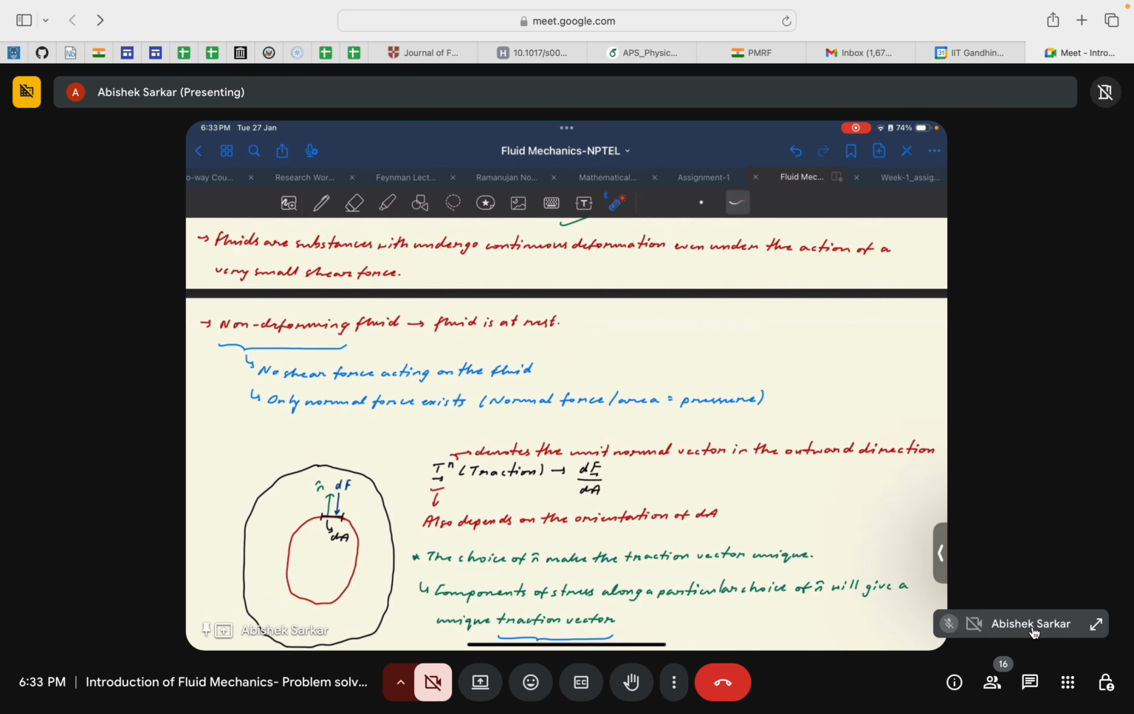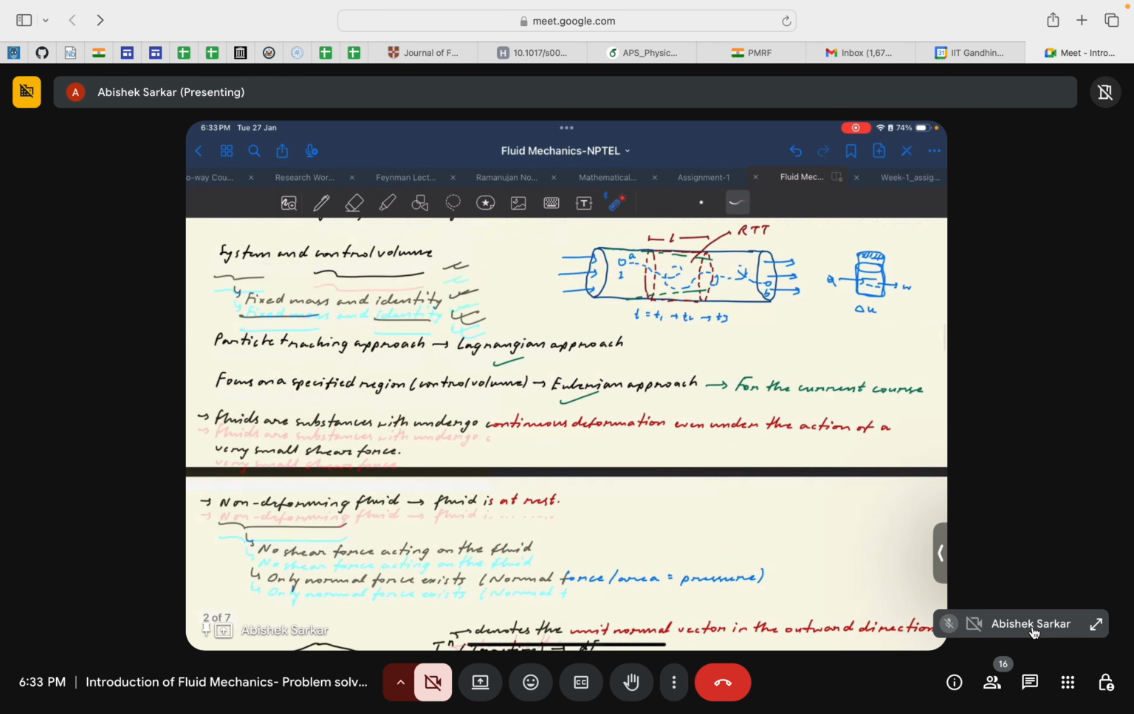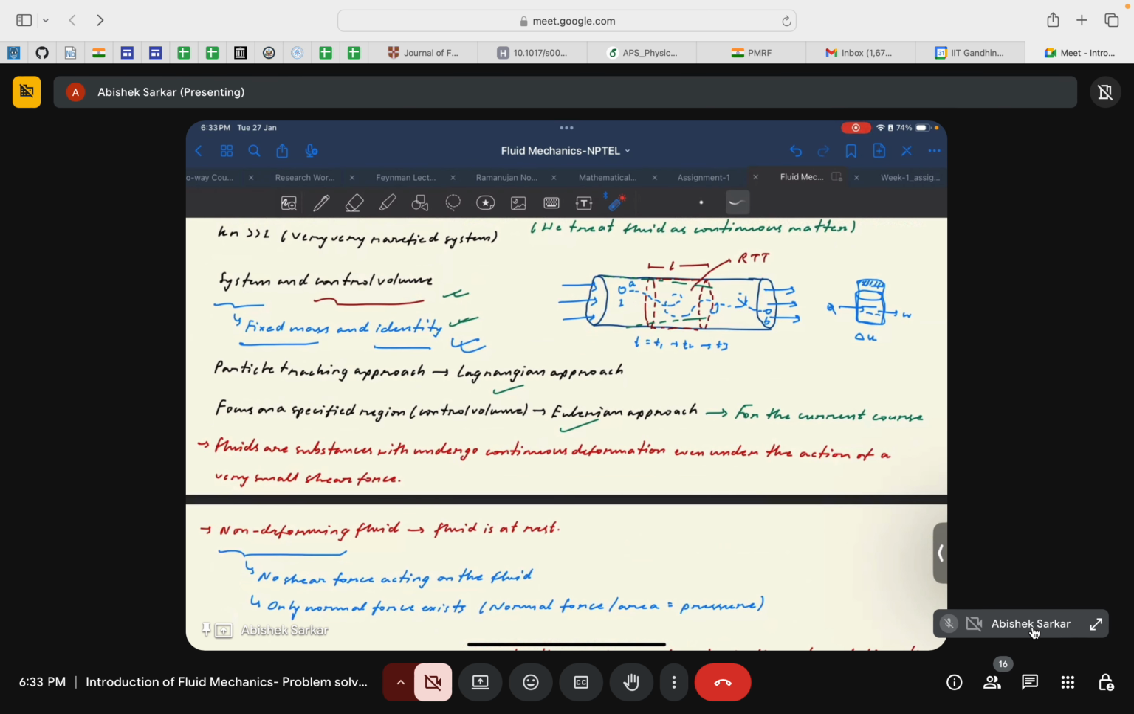So yes, then there was the discussion on non-deforming fluids. So again, if I go back here, since the fluid is continuously flowing, the flow is undergoing continuous deformation. But in this case, where the fluid is kept in a container, there is no deformation, right? The fluid is not flowing. So these scenarios where the fluid is not undergoing any deformation are the scenarios where the fluid is at rest. Okay, and you'll see why this distinction is important.